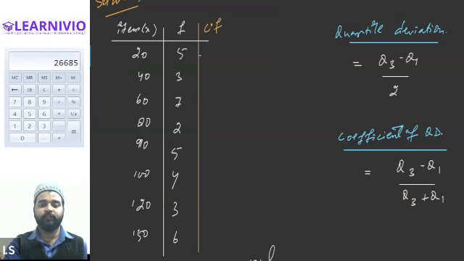For calculating cumulative frequency, we basically keep on adding the frequencies. Here the first frequency is 5, so we write down 5. The next frequency is 3, so we add 5 and 3 and write down 8. The next frequency is 7, so 7 plus 8 will be 15. Then 15 plus 2 is 17. Then 17 plus 5 is 22. Then 22 plus 4 is 26. Then 26 plus 3 is 29. And 29 plus 6 is 35.